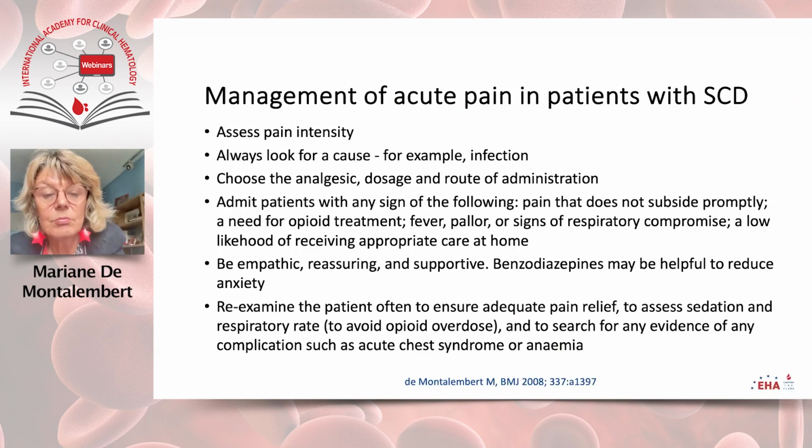There are no specificities in the management of acute pain in patients with sickle cell disease. As usual, you have to assess pain intensity, look for a cause, very often infection, choose analgesic, very often morphine, admit patient if needed, be empathic, which is really important, and re-examine the patient to avoid, for instance, opioid overdose.